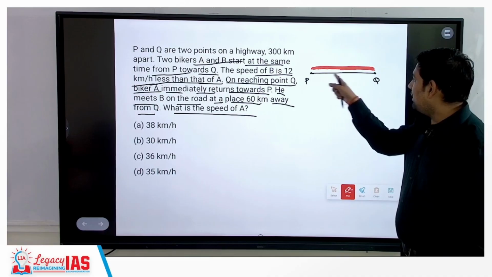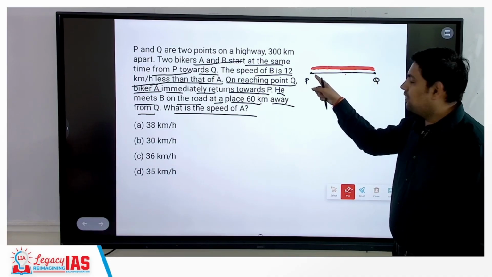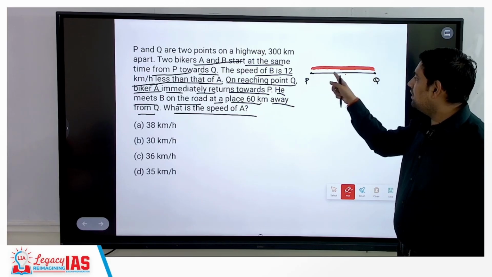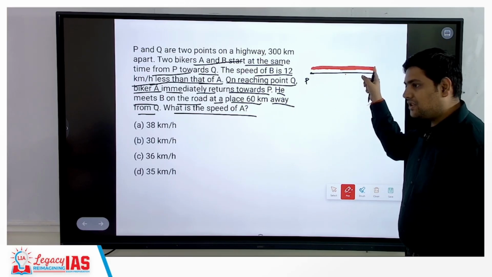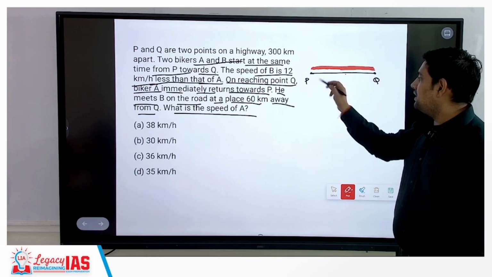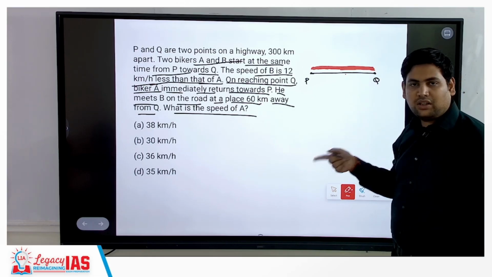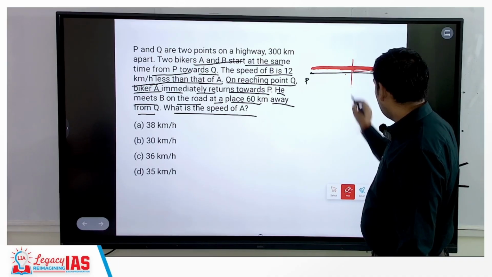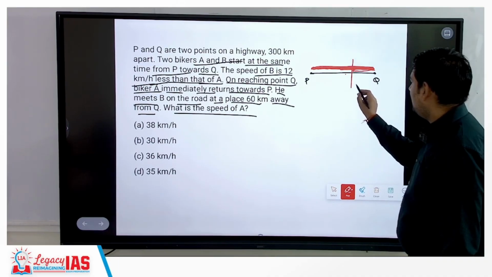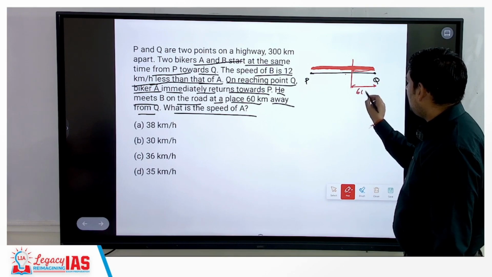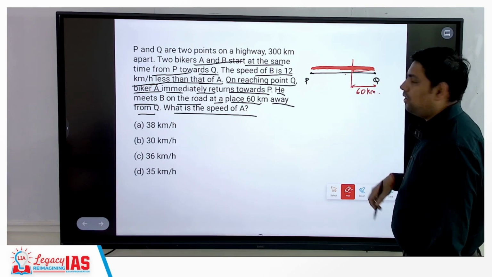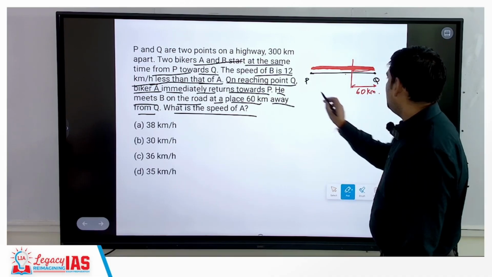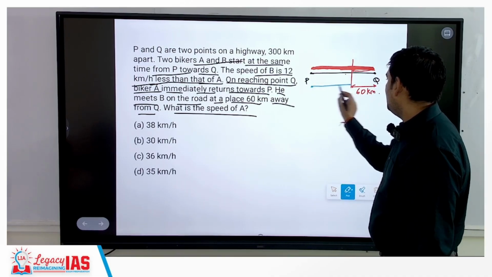Now, B will not have reached Q, correct? So B is still going towards Q, and now A will start going in the reverse direction, from Q to P, because it returns back. Once it starts to return back, somewhere here, 60 km from Q, it meets B, which was going like this.